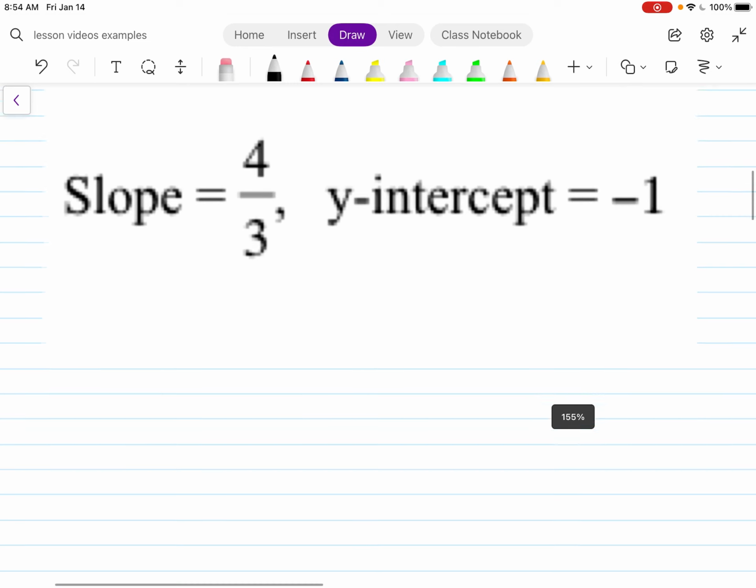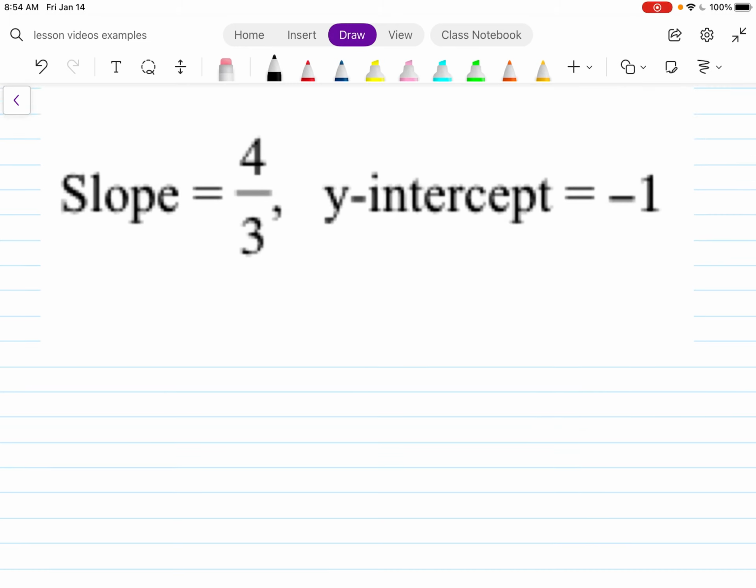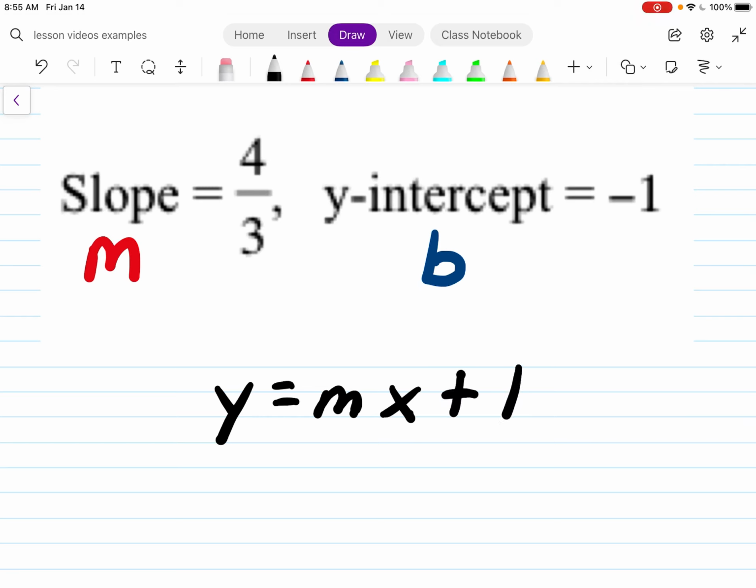Our first example is the slope equals 4 over 3. The slope is 4 over 3. The y-intercept is -1. And we know that the letter for slope is m and the letter for y-intercept is b. We're going to continue to use y equals mx plus b.